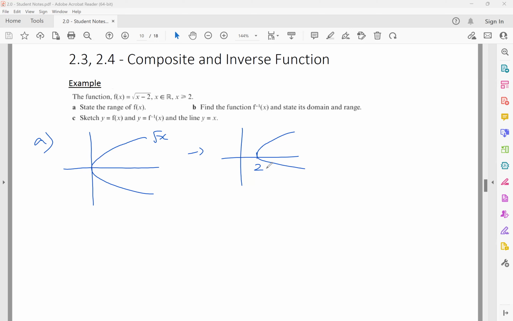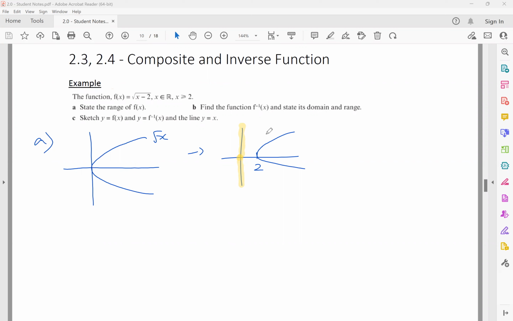Now the range is about the y-axis. So if you look at the y-axis, we've got values going up and up and up, and we've also got values down and down and down, so they'll be more negative. As the value of x gets bigger and bigger, you can see there are always values of y. Imagine you put x equals 1,000,000. When you square root 1,000,000, you get plus and minus.